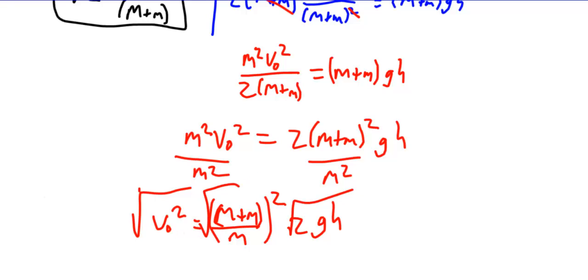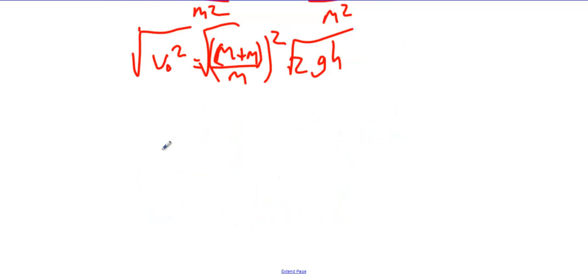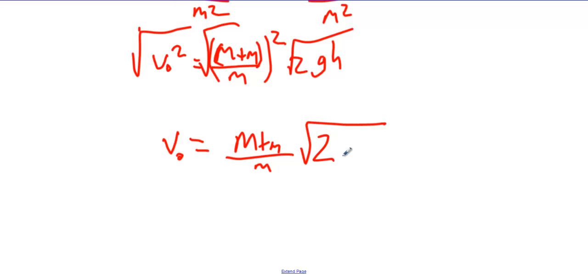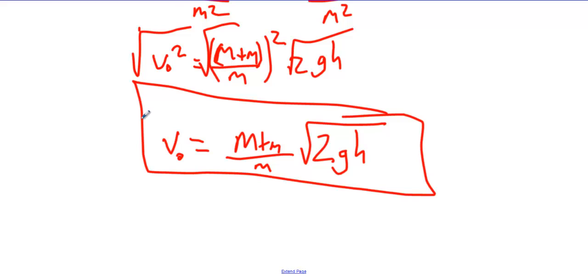Now all I have to do is take the square root of both sides, and what I see is that the initial velocity v0 is equal to big M plus little m divided by little m, since the square root cancels the square, times the square root of 2gh. That's what I wanted to show. That shows me conservation of momentum and conservation of energy used together to solve for the speed of the bullet.